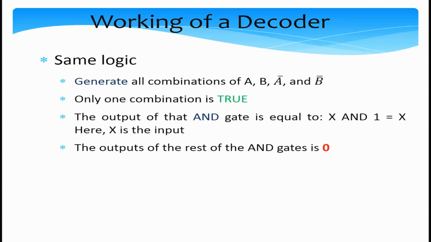This slide again summarizes the working of the decoder, which I'll just repeat. The logic is the same as the multiplexer, which is to generate all combinations of A, B, A complement and B complement. Only one of the combinations will be true. The output of the AND gate corresponding to that combination will be equal to x ANDed with 1, where x is the input, and x AND 1 is equal to x. And the outputs of the rest of the AND gates will be 0.